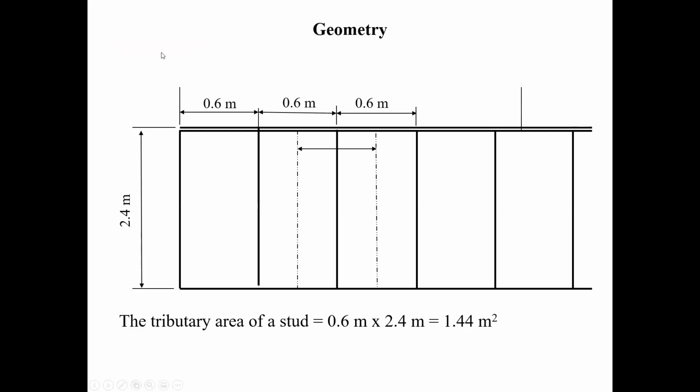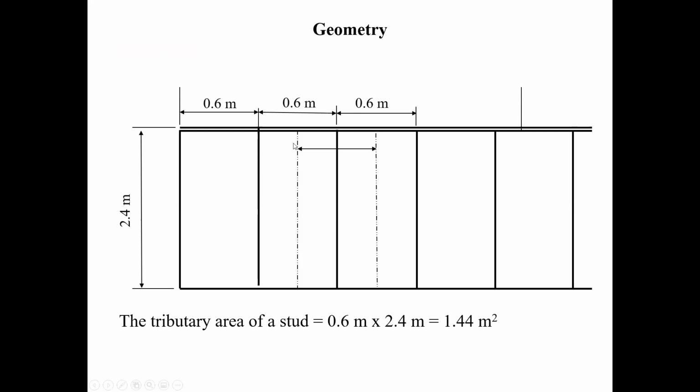Now, first of all, let's look at the geometry of our wall so that we get an understanding. Our wall is going to be 2.44 meters high. We're going to space the studs every 2 feet. This will end up being the tributary width of one stud when we're looking at the wind load.